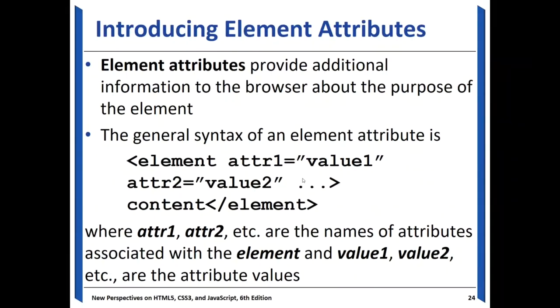Now we can also add element attributes. It's going to provide additional information to the browser about the purpose of the element. So we see the syntax here of an element attribute. We've got our opening element tag, and then our attributes set to our values. So for example, in this one, if I had a paragraph tag and I wanted the background color to be blue for that, I would put background-color and then set the value to blue. Then if I wanted the text to be green, I would do the same there.